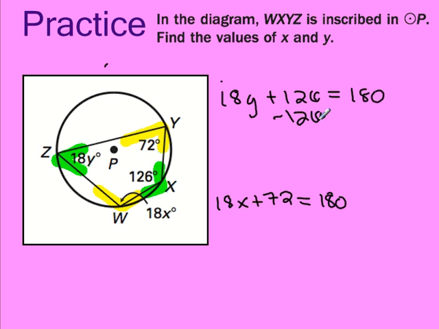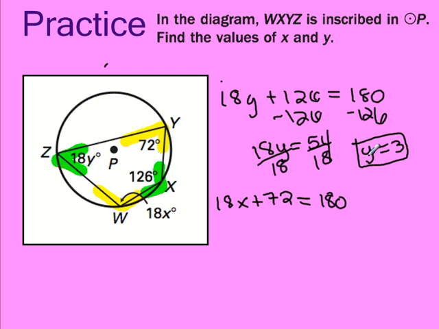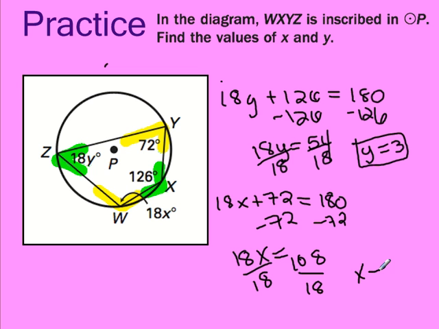So here we'll subtract the 126 from both sides, and we'll have 18y is equal to 54. And then when we divide both sides by 18, we get that y is equal to 3. For x, we can subtract 72 from both sides, and we have 18x is equal to 108. And when we divide both sides by 18, we find that x will be equal to 6. And we have those values for x and y.